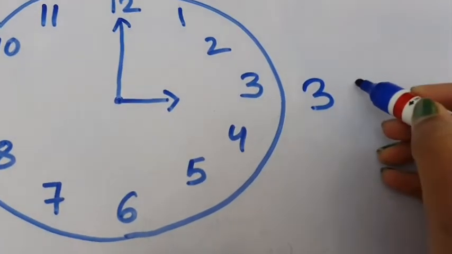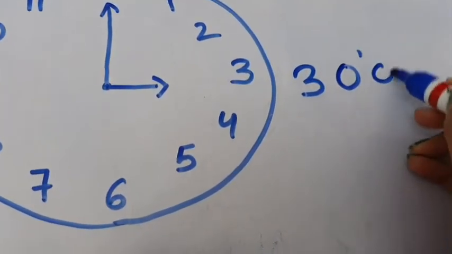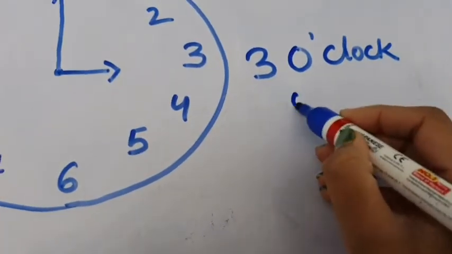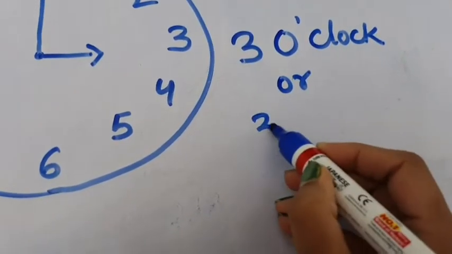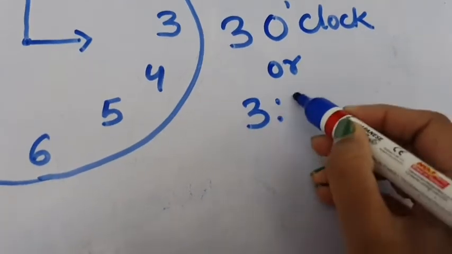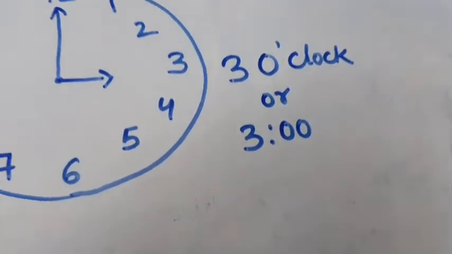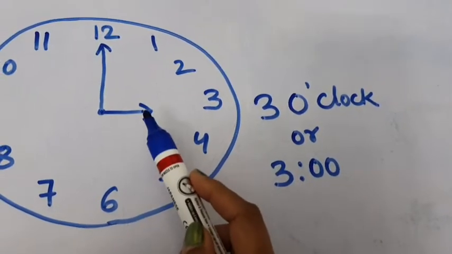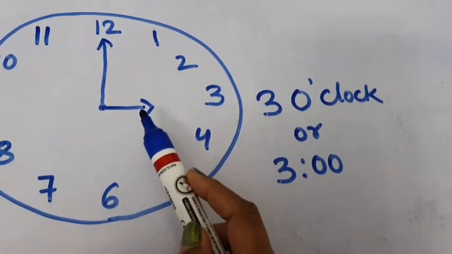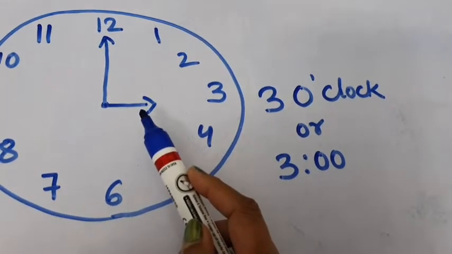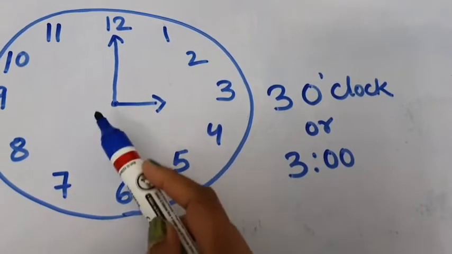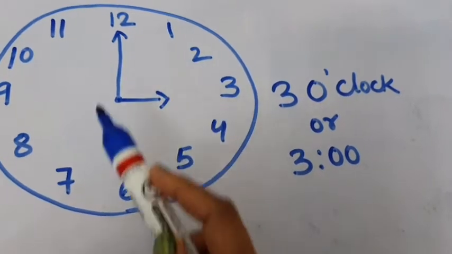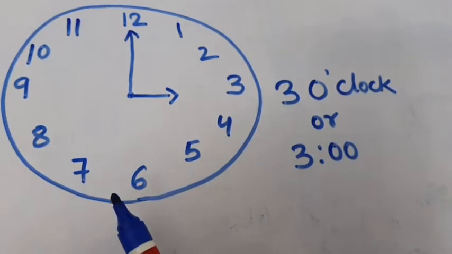3 o'clock. Or we can write like this: 3:00. Okay? I repeat, when the shorter hand, or we can say the hour hand, is at 3 and the longer hand, that is the minute hand, is at 12, the time is 3 o'clock.